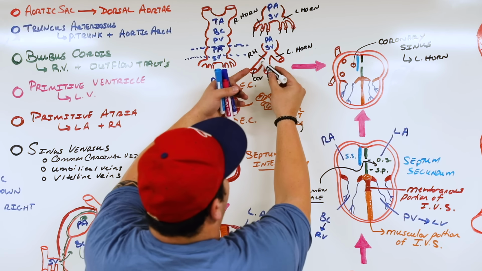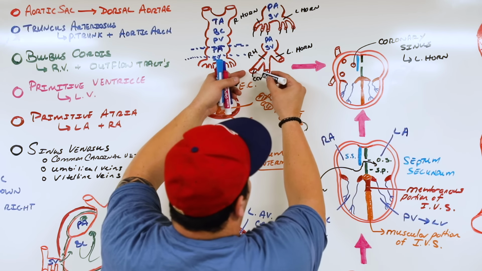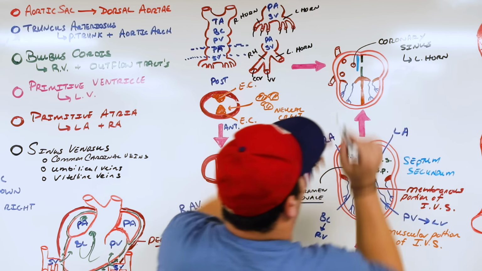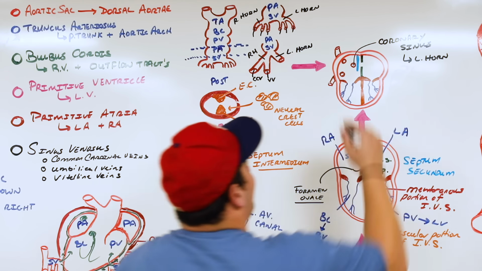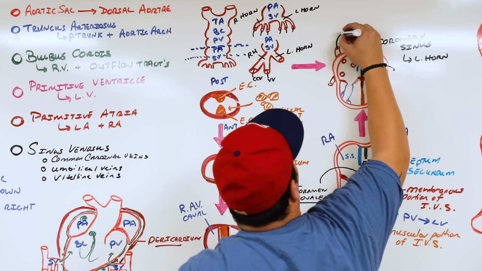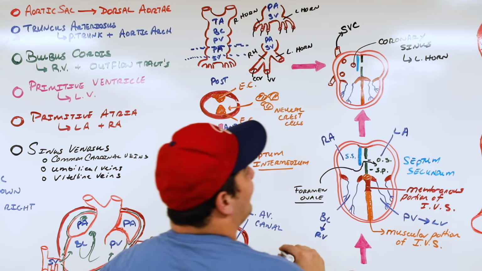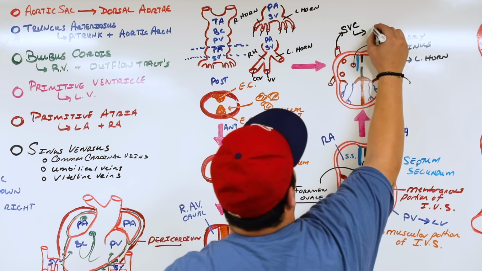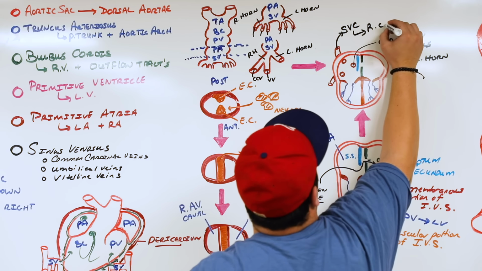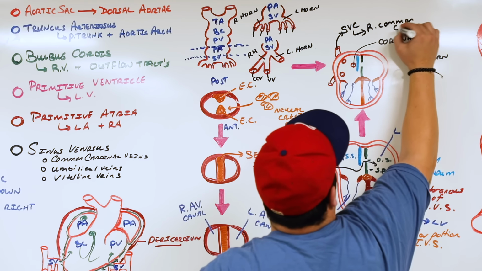Then, again, whenever the sinus venosus gets absorbed into the primitive atria, the common cardinal vein is going to be up here towards the top. This common cardinal vein will be what's called the superior vena cava. The superior vena cava is formed from the right common cardinal vein.